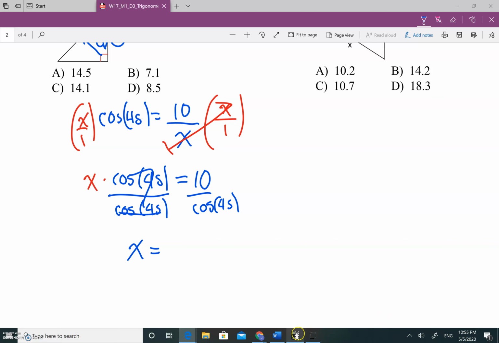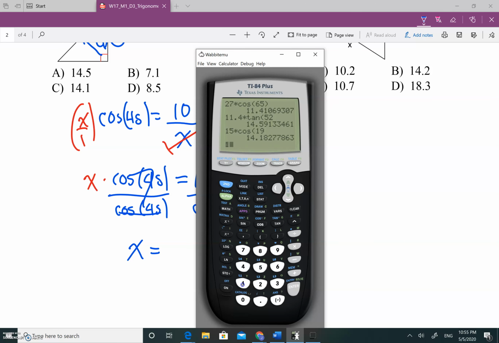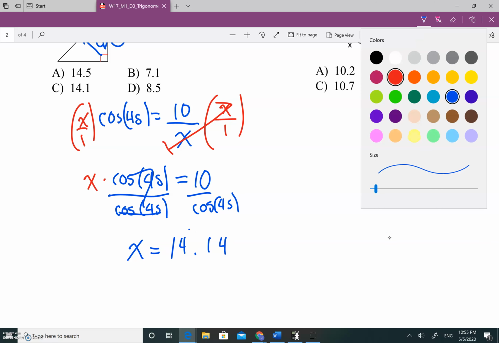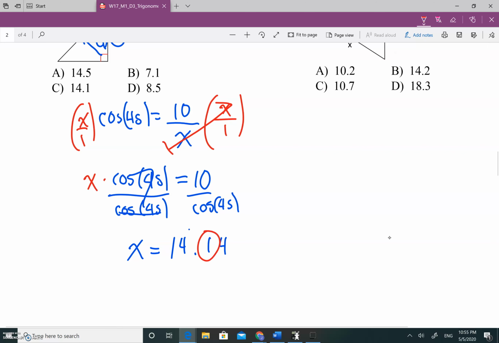So you have to put that in your calculator. So 10 divided by cosine of 45, well, that's just going to be 14.14. And then from here, remember we want our answer rounded to the nearest tenth. So we circle the tenth place, which is 1, and then we look at the number next to it. That's a 4. So do we stay at 1 or do we go up? If you said we stay at 1, you are correct. So the answer is going to be 14.1.